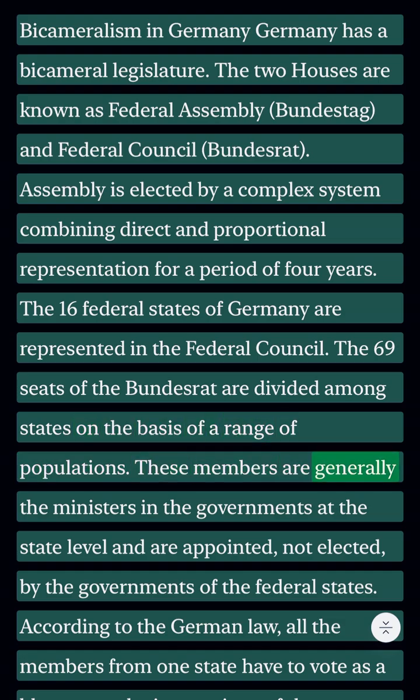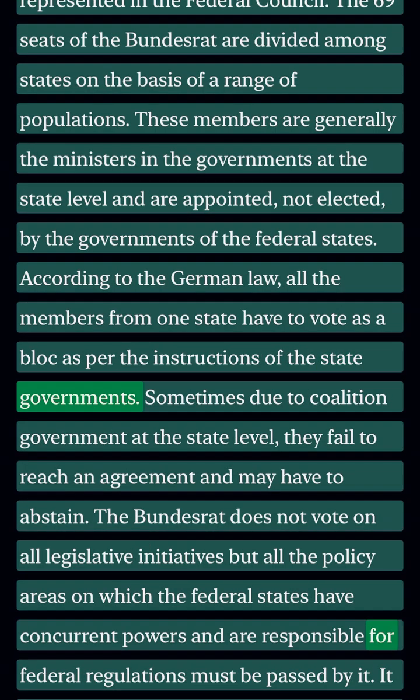These members are generally the ministers in the governments at the state level and are appointed, not elected, by the governments of the federal states. According to German law, all the members from one state have to vote as a bloc as per the instructions of the state governments. Sometimes, due to coalition government at the state level, they fail to reach an agreement and may have to abstain.